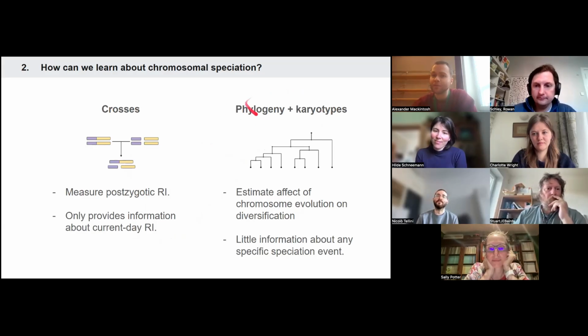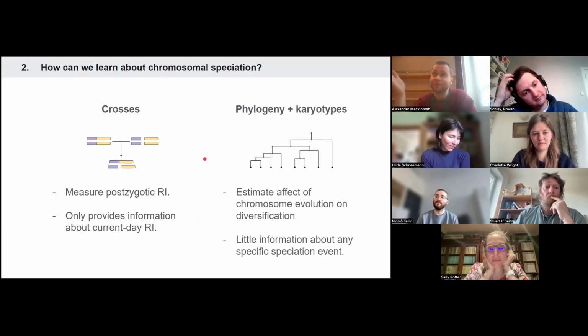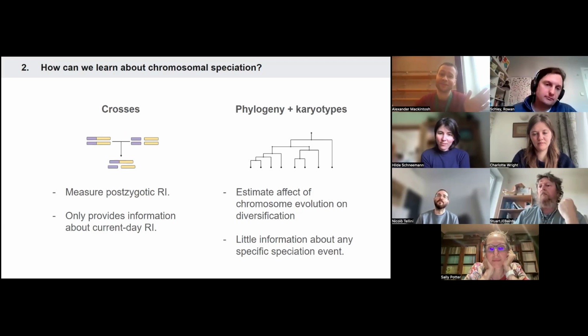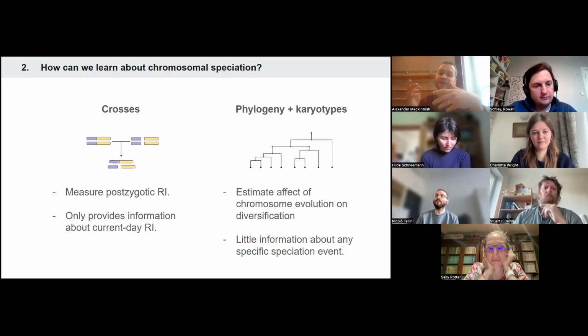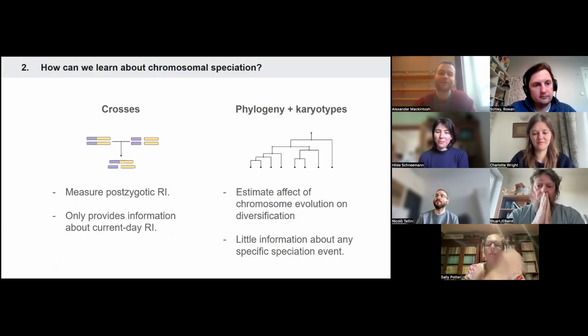By contrast, if you analyze phylogenies and karyotype data, you actually use information from many taxa and large evolutionary timescales. So you don't have the same problem here. You're going quite far back in time, but you have little information about any given speciation event. So you can't really point at a phylogeny and say chromosomal speciation definitely happened here, and this is how it happened. You can't quite do that with this approach.